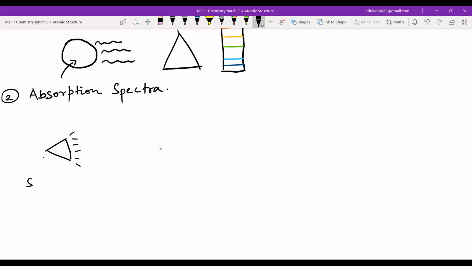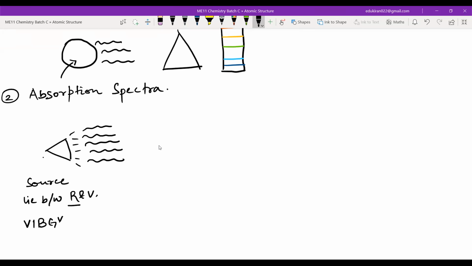Now this source is giving some electromagnetic radiations, and let us say that they lie between red and violet. So the source is emitting electromagnetic radiation of violet, indigo, blue, green, yellow, orange, and red color. All of these colors.